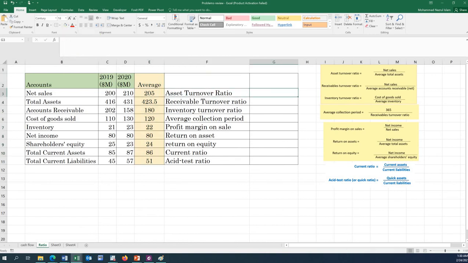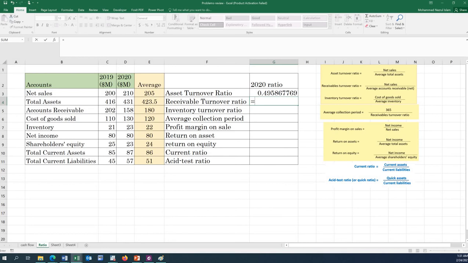Now let's calculate the ratios. Asset turnover ratio, what is that? Net sales over average total assets. So it should be equal to net sales for 2020 divided by average total assets. So total assets is this one. So this one, 49.5%.